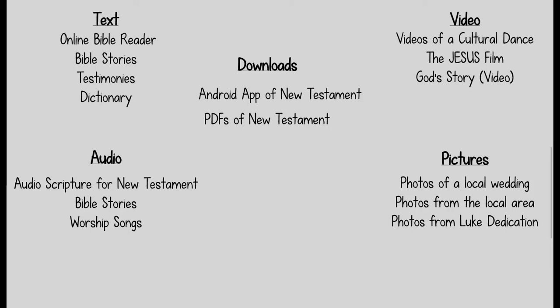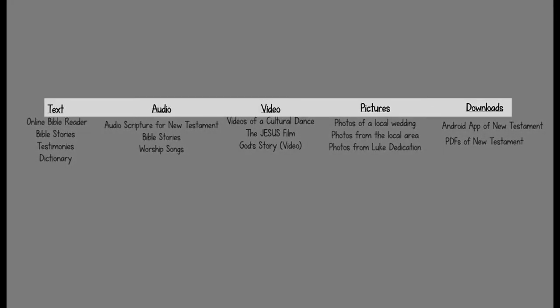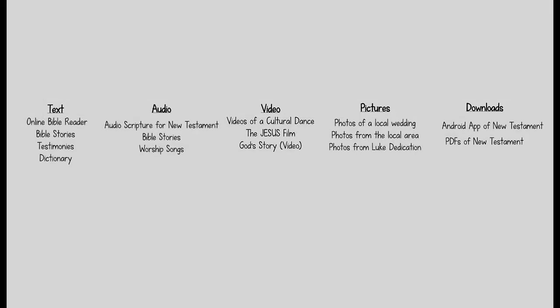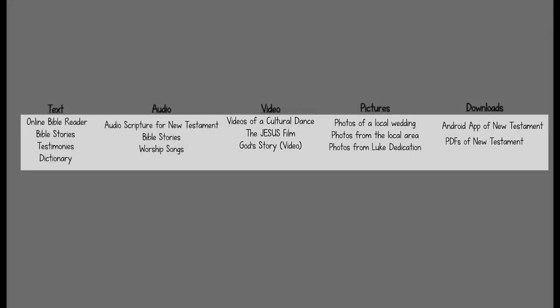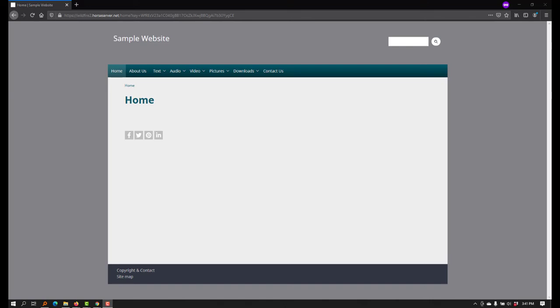This list can help provide a structure for your website. In this example, we can use each group as a menu item. Under each menu item will be submenu items, which are the content items we listed. Let's look at how this can be implemented on our site. Here are the main categories of text, audio, video, pictures, and downloads. Under each of these are the submenu items that we want our visitors to find. Keep in mind that this is only an example. You can name the menu items and the pages anything you like.